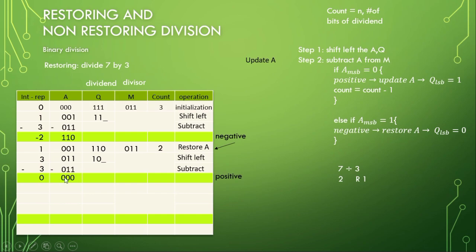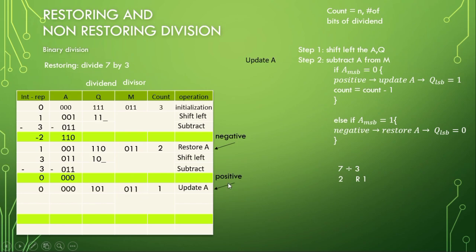And we see that the most significant bit of our accumulator here is positive, which is 0. So we go to our algorithm and say, if the most significant bit of A is 0, meaning it's positive, we update A to this new value, and then the least significant bit of Q we place as 1. So here we put 1 rather than 0, right? And then we decrement the count.